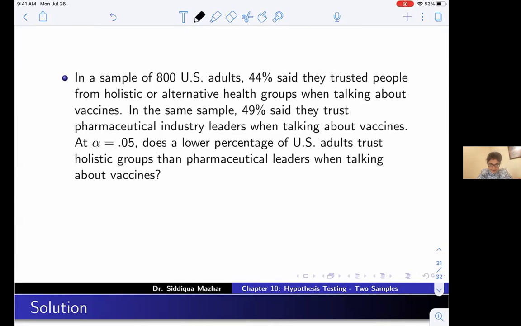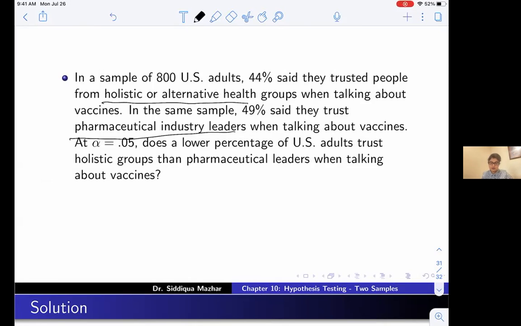So you have to check the total number of samples we have selected: 800 US adults. 44% of people trusted people from holistic or alternating health groups when talking about vaccines. And in the same sample of 800 US adults, 49% said that they trusted pharmaceutical industry leaders. So one group is for pharmaceutical industry leaders and one group is for people who trusted holistic or alternating health groups.